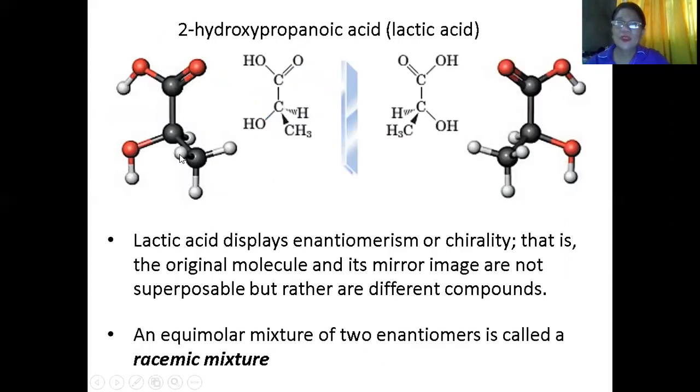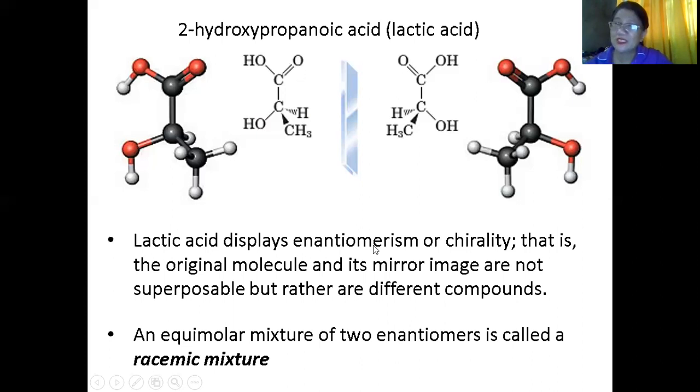So, for instance, we have this. This is lactic acid, or 2-hydroxypropanoic acid. There is the hydroxy, 2-hydroxy. Why propanoic? 1, 2, 3, because it is COOH, a carboxylic acid. This is the last topic of carboxylic acids. It is propane, but with the -oic ending because it is carboxylic, that is why propanoic. Its mirror image is this. So lactic acid displays enantiomerism.